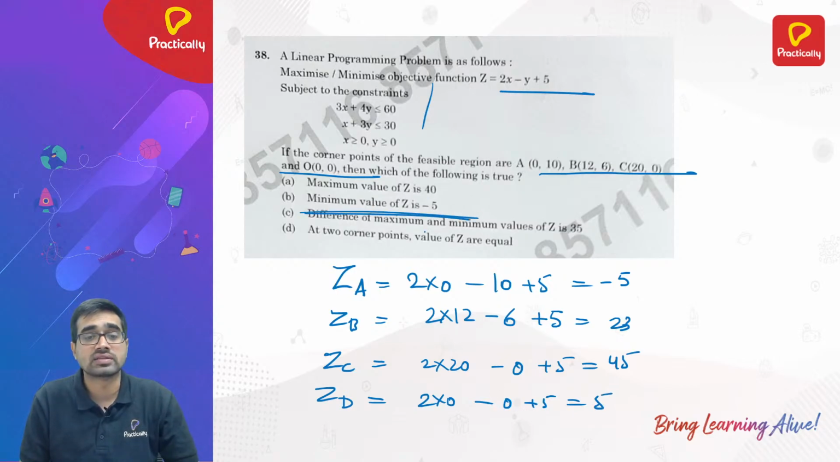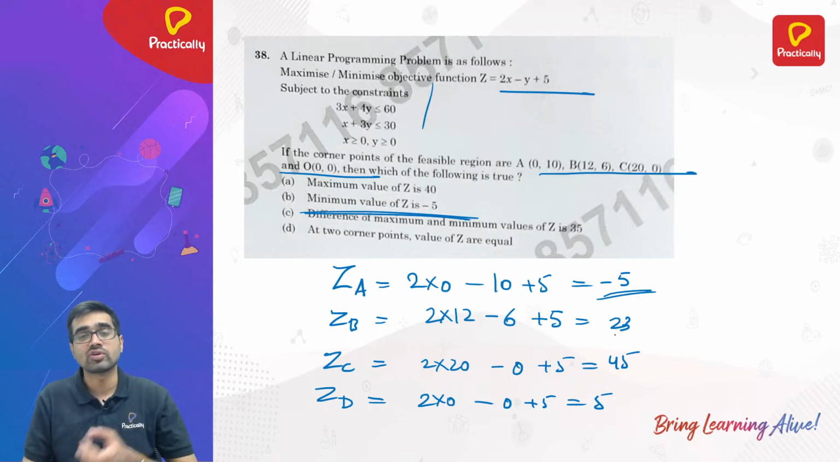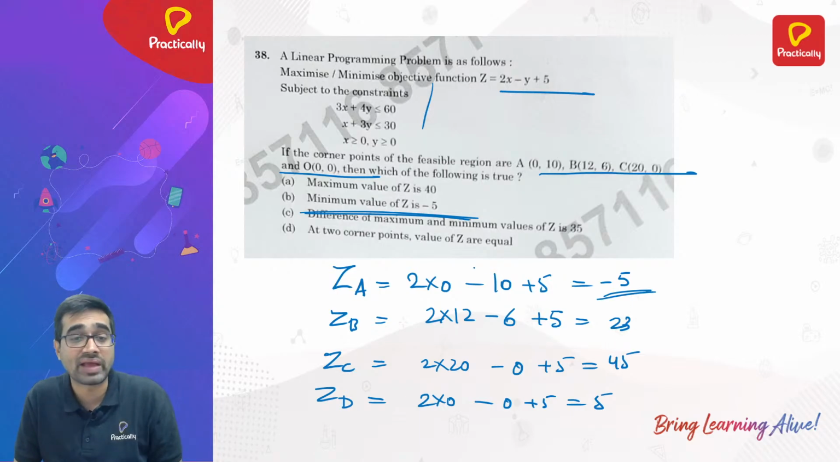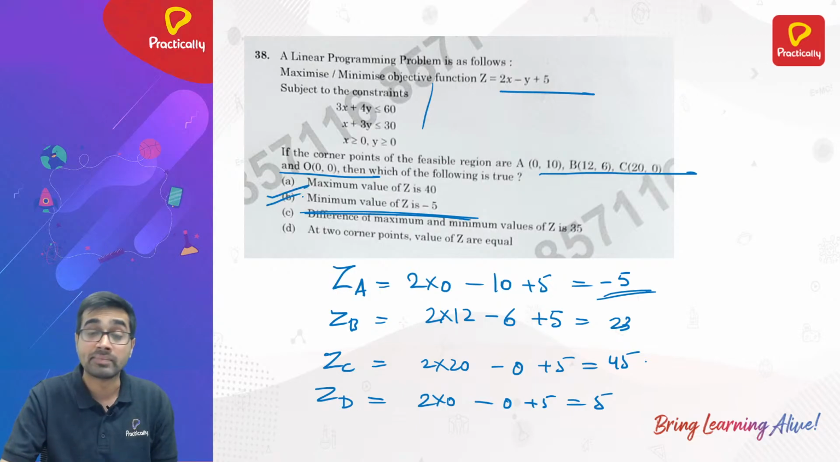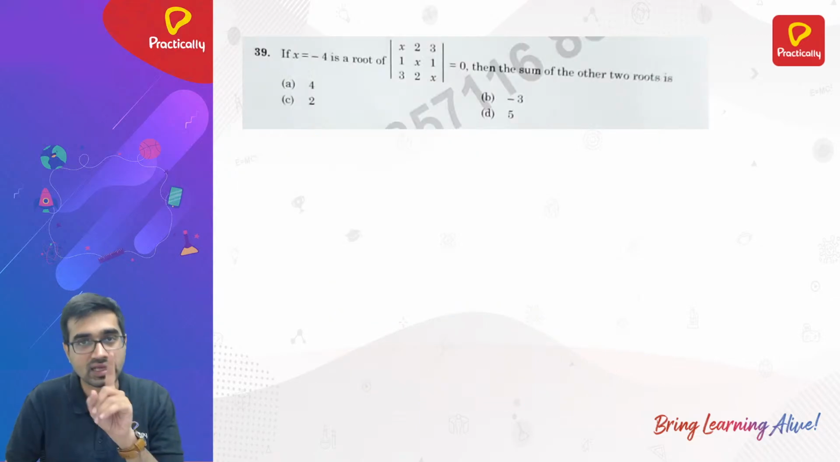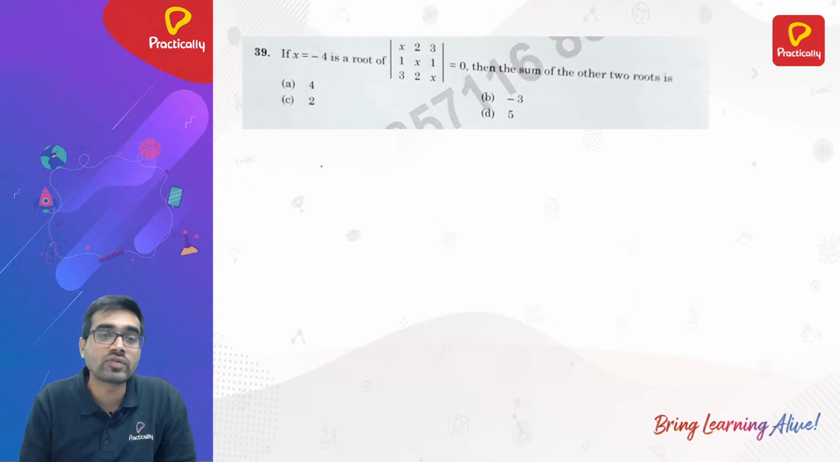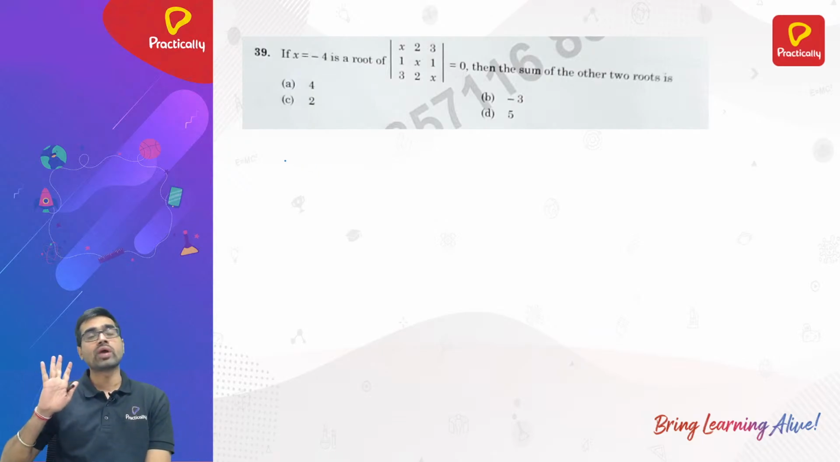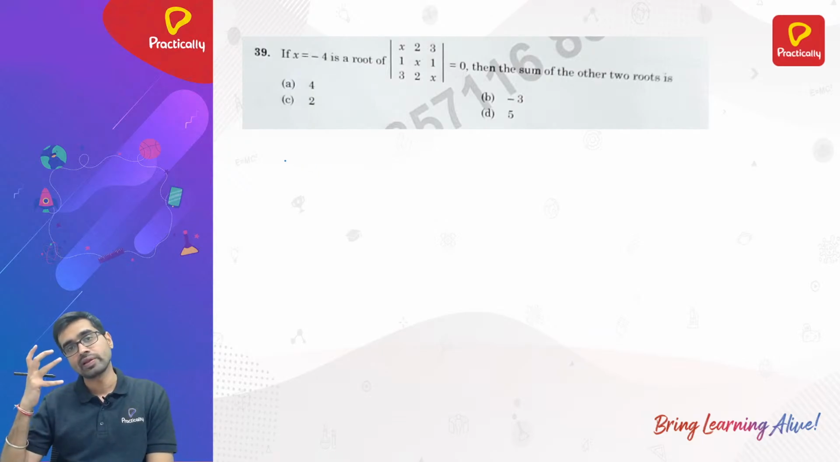So what's the maximum value? Oh, this is the correct answer. Minimum value is minus 5. Negative is only one value, that's the minimum value. Maximum value is 40? No, it's 45. Wrong. This is correct. Move on. This is not multiple correct answer, it is a single correct answer. Let's move to the next one. 39. Only 11, 12 problems are left. Okay, so quickly let's do it.